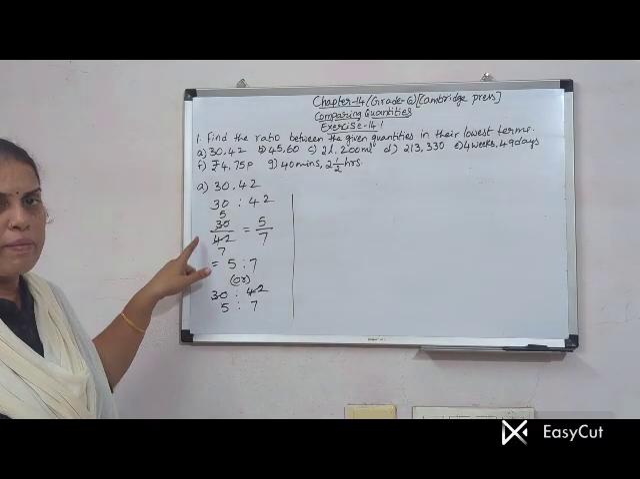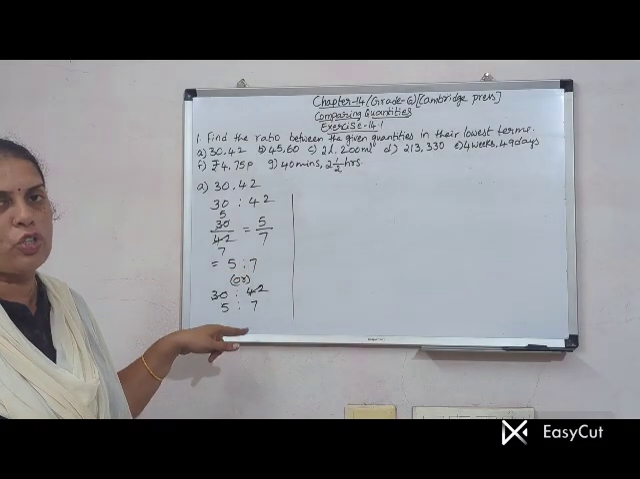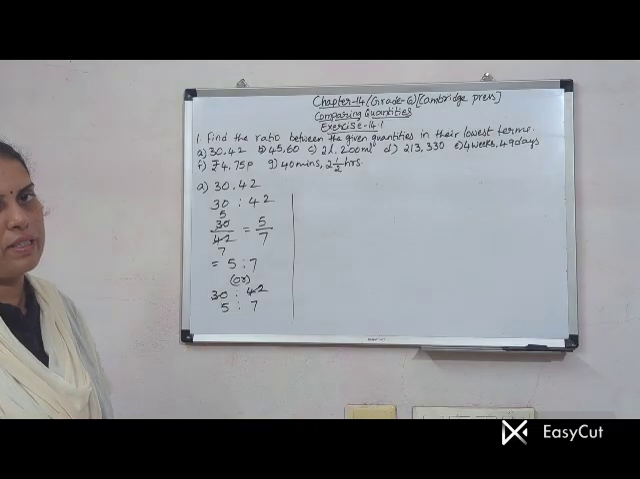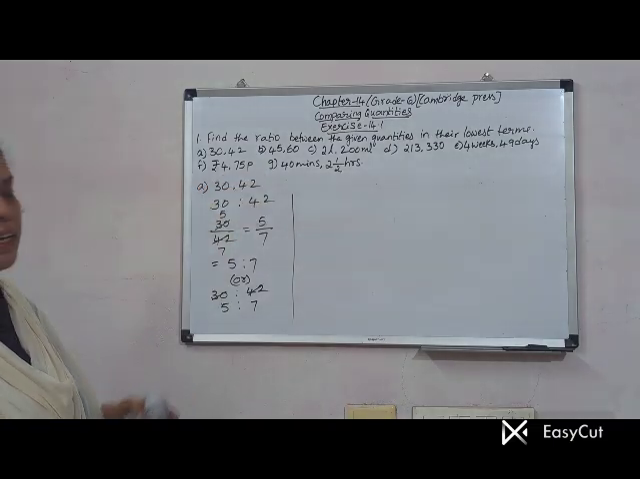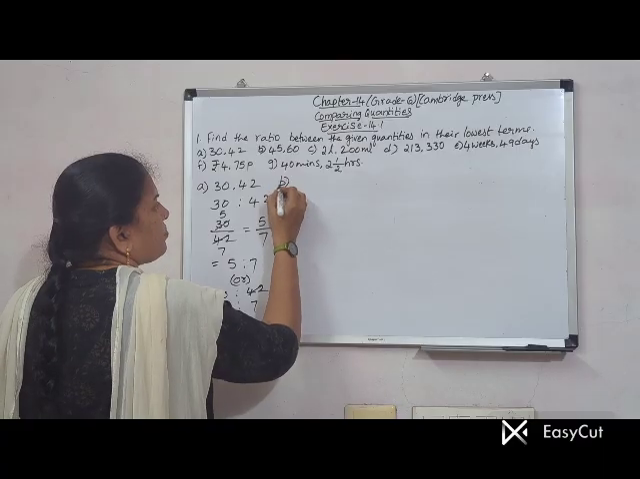You can follow any method. Both are the same only. This is fraction form, this is direct ratio form. You can follow any method, you will get the same answer. Now let's go to question B. What is question B?